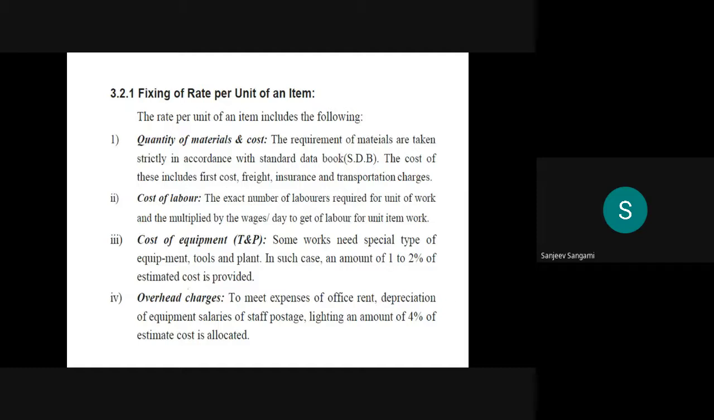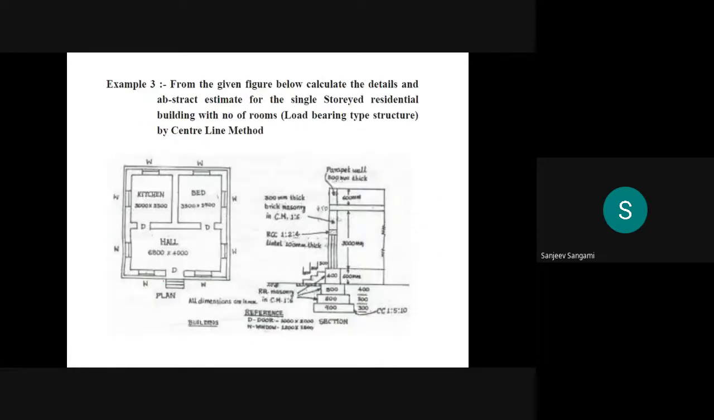Then this we already discussed, the quantity of the materials, cost of the labor. Especially this we have not discussed, the cost of the equipment. Some works need special types of equipment, tools, plants. So in such cases, an amount of 1 to 2% of the estimated cost will be provided. Normally, that much is required. These are as per the IS provisions. This overhead charge also we have discussed.